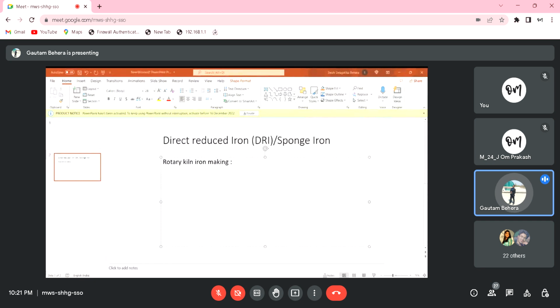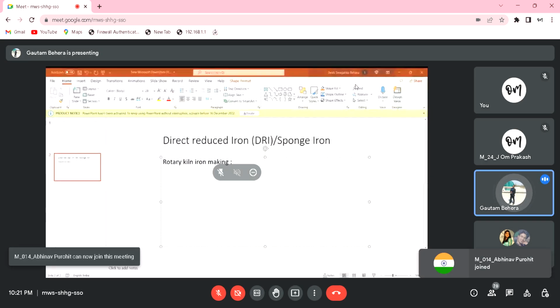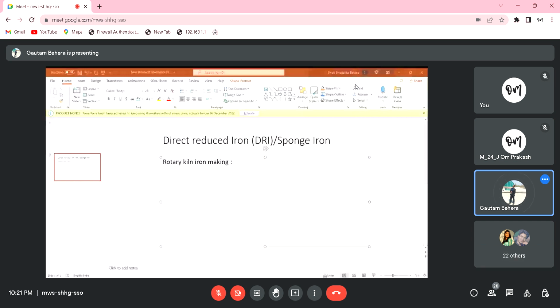The problem with sponge iron is that it has a high surface area. If we expose sponge iron to the atmosphere, it again reoxidizes to Fe2O3. That's why there is a term called HBI, hot briquetted iron. After making sponge iron, we press it into a briquette, a particular shape, so that the porosity gets closed and the surface area is reduced. You have to remember, if we want to store sponge iron, it's better to store it in the form of HBI. If you store the sponge iron as it is, it will get reoxidized again.